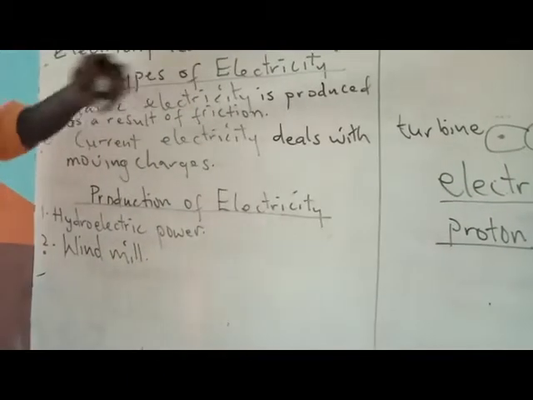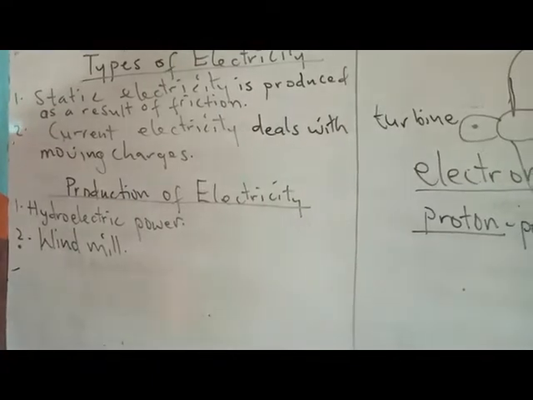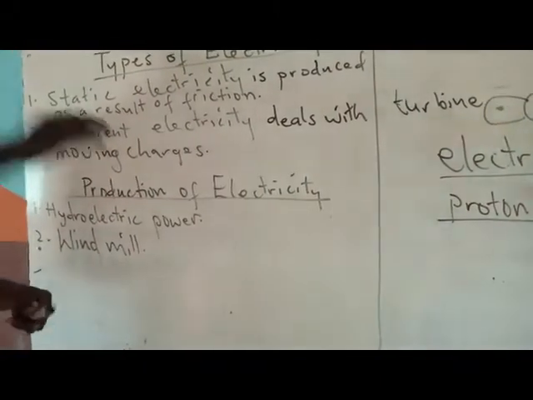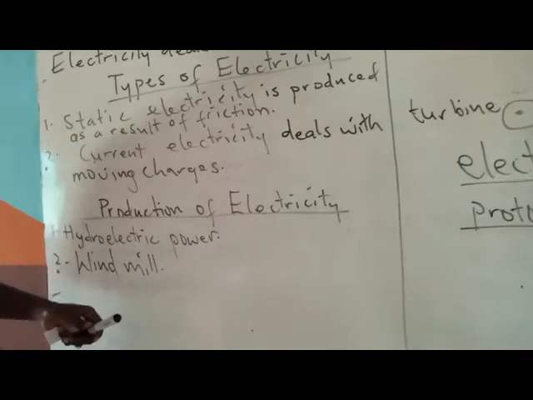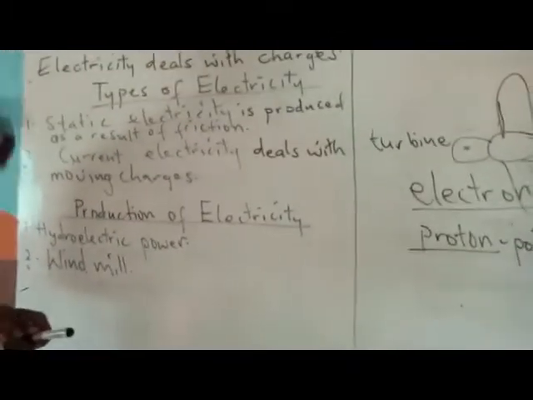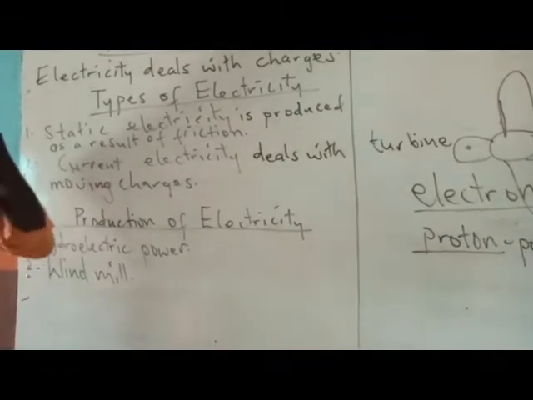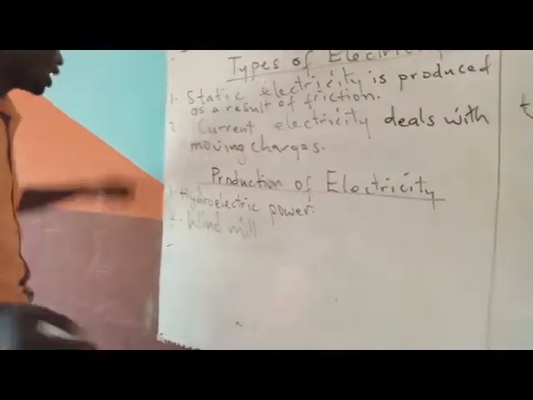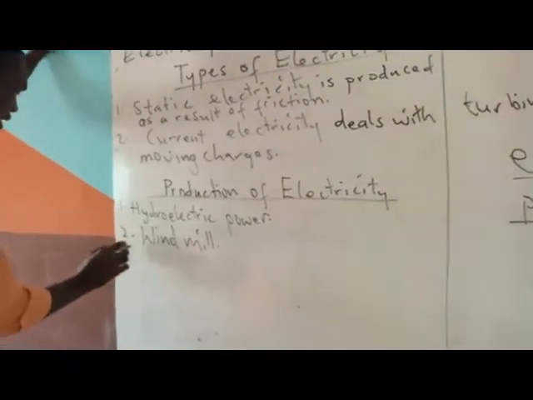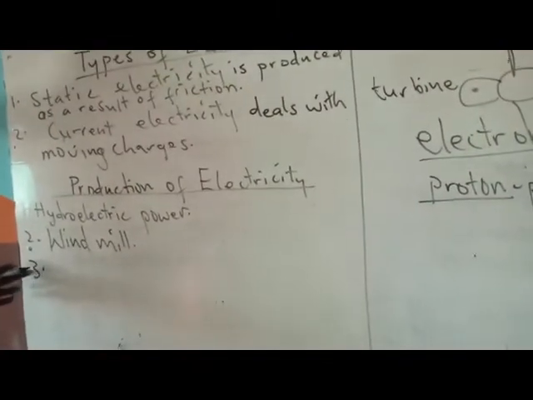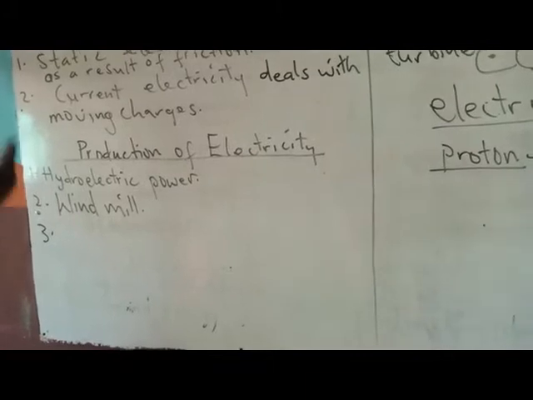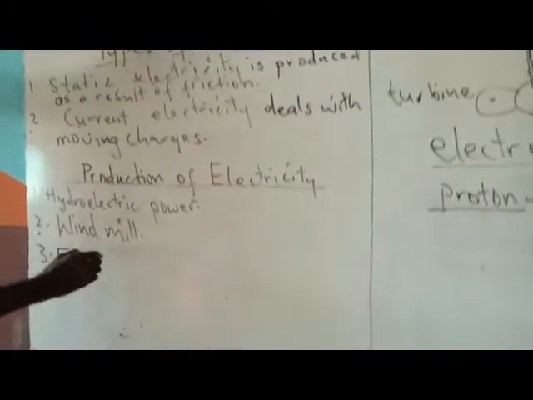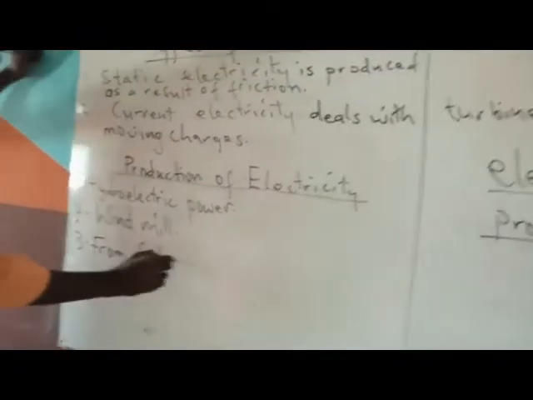Now electricity is also produced by a windmill. A windmill is similar to the turbine, but while the turbine requires water to pull it, the windmill requires wind. As wind moves, it turns the windmill, and then that motion is converted to electricity. Now another means by which electricity is produced is from gases or from fuel. Let me use fuel. From fuel, as in a gas station.